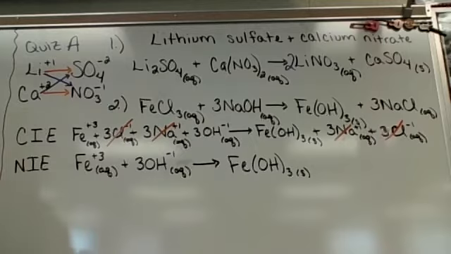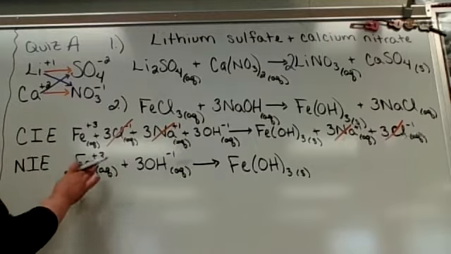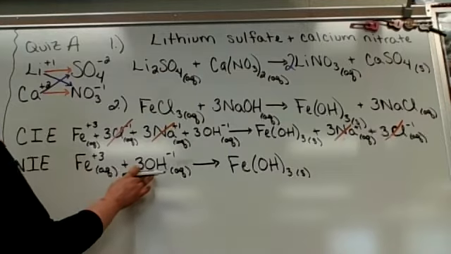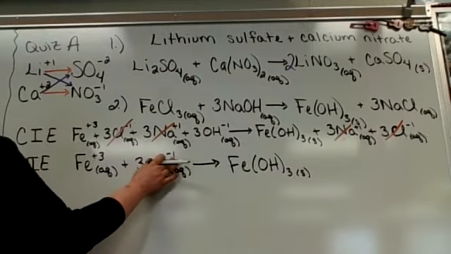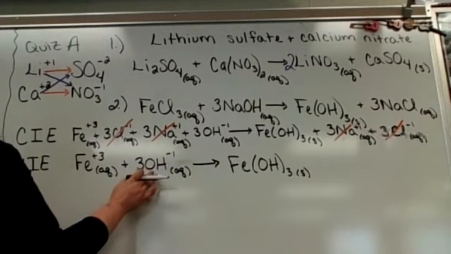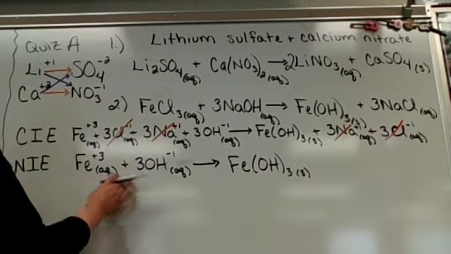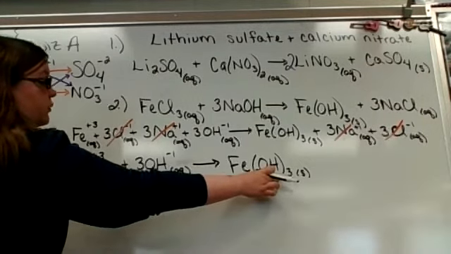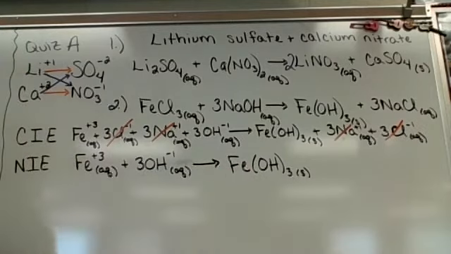Notice how charge is also conserved. We have a +3 ion in Fe+3, but we have 3 OH-1 ions, so we have a total of -3 from the hydroxide ions. Therefore, +3 -3 is neutral. We end up with a neutral compound as our product.